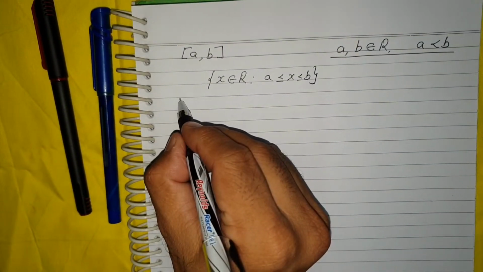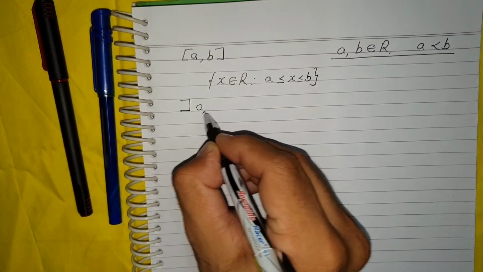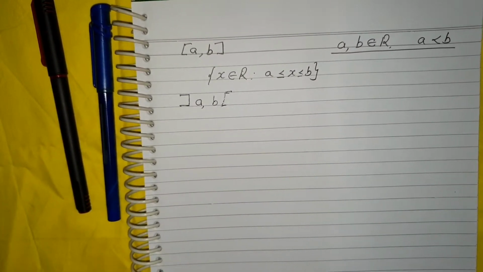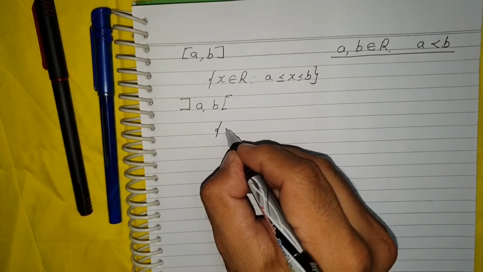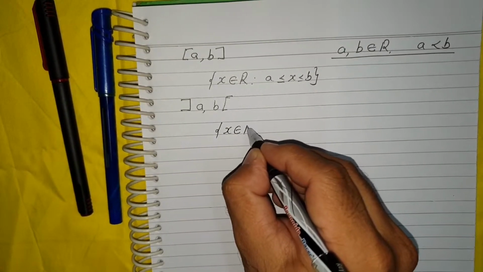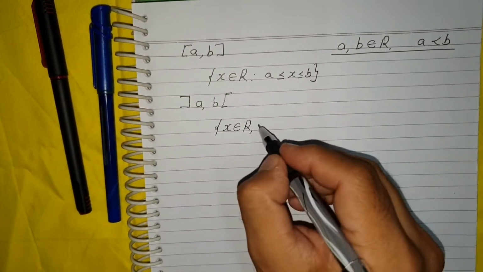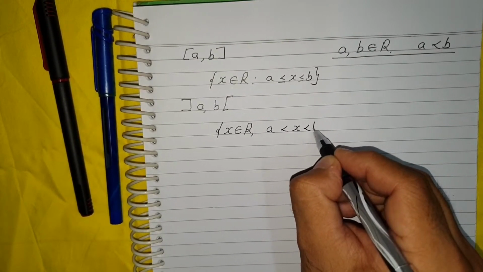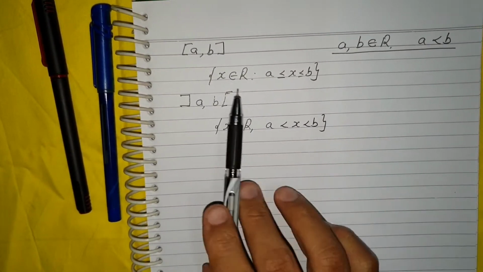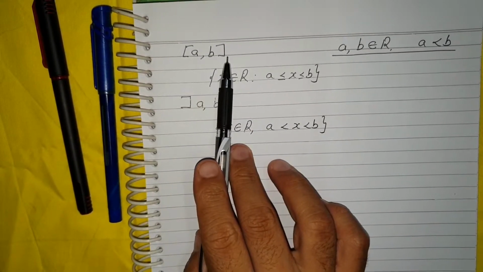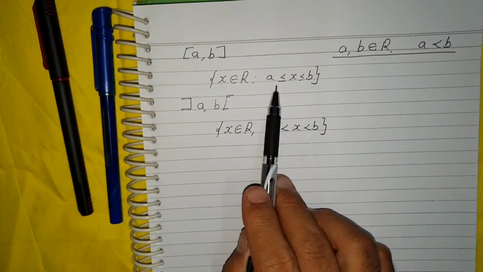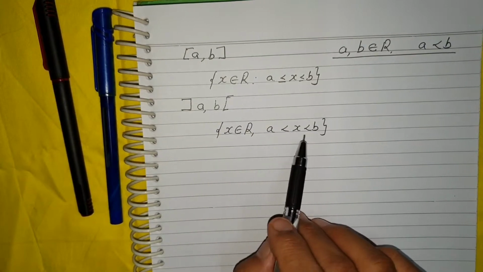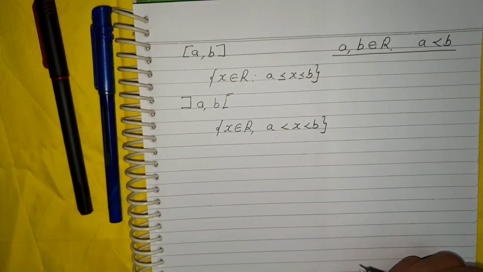Now this will be the open interval (a, b). This is written as x belongs to R such that x lies between a and b. As you can see the difference, in a closed interval the points a and b are included, whereas in an open interval the points a and b are excluded.